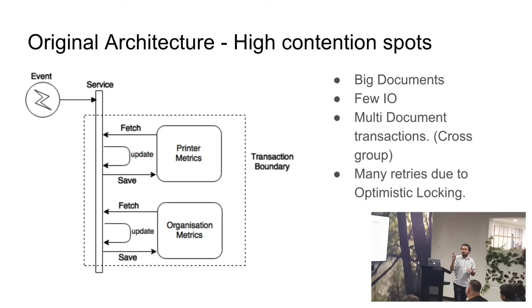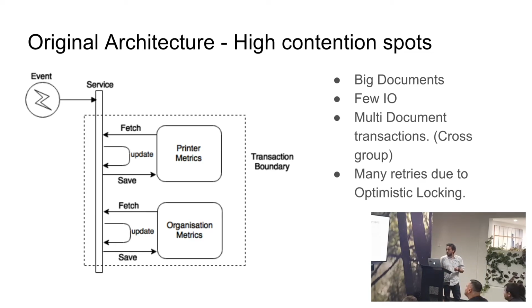So the other thing is that because we stored all of the information for a single organization or for a single printer in a document, the documents were big. Datastore has a limitation of 1 megabyte of size for an entity. We were reaching that limit in some cases. That also made it slow to fetch the entity.